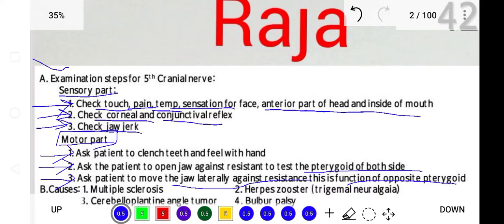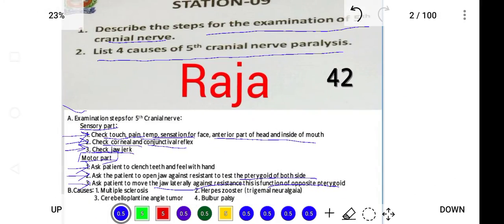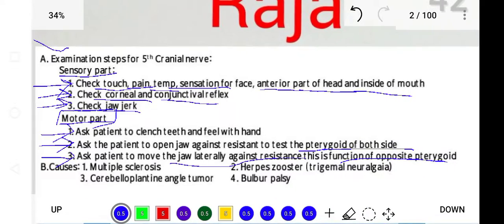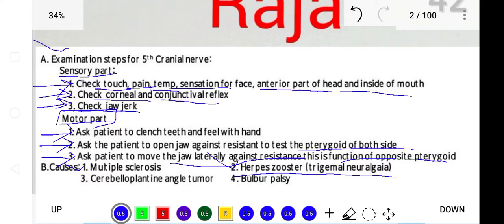And another question was four causes of fifth cranial nerve palsy. So the four causes are multiple sclerosis, in which cranial nerve palsy occurs; herpes zoster or trigeminal neuralgia, in which fifth cranial nerve palsy occurs; and cerebellopontine angle tumor. The last one is bulbar palsy. So these are the four causes: multiple sclerosis, herpes zoster or trigeminal neuralgia, cerebellopontine angle tumor, and bulbar palsy.